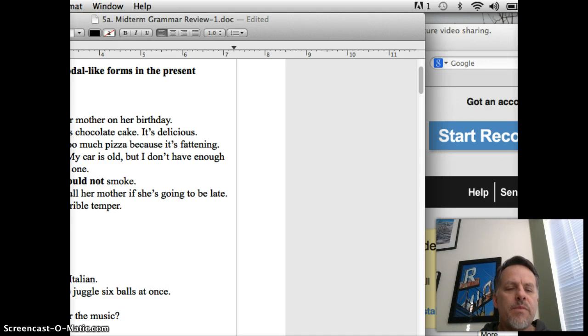So first we start out with advice, and the modals we use for advice are should, ought to, and had better. Should is the most common. You should call your mother on her birthday. Ought to, don't forget the T on ought. Ought to is a little bit less common, and remember that it's pronounced "oughta" in most conversation. People say it quickly, and it doesn't really quite sound like it looks. You ought to try this chocolate cake. It's delicious. The negatives. You shouldn't eat too much pizza because it's fattening.